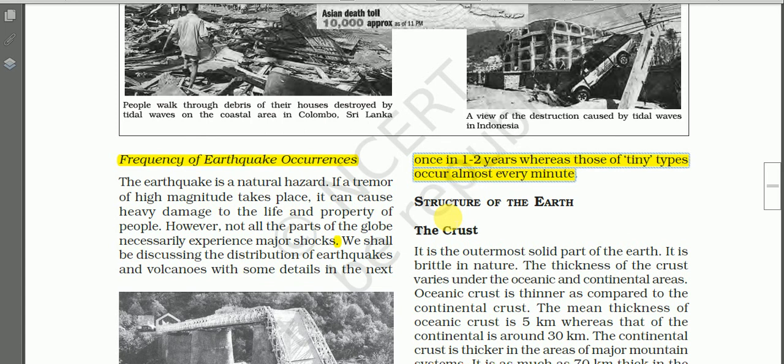that is earthquakes of Richter scale 1, 2, 3, occur almost every minute. Every minute there is an earthquake. Every second we have an earthquake in the earth's interior. But the Richter scale magnitude is so small that we don't feel it. As I told you, magnitude 1, 2, we don't feel it, but it is recorded in the seismograph. It cannot be felt by human beings, but it is recorded in the seismograph. So this is about the frequency of earthquake occurrences.